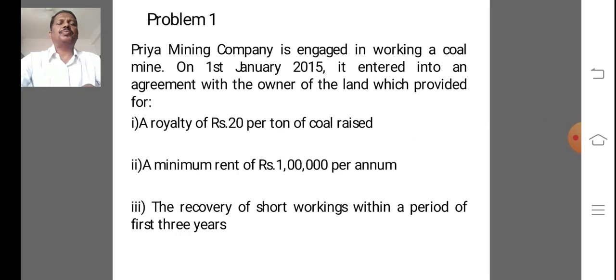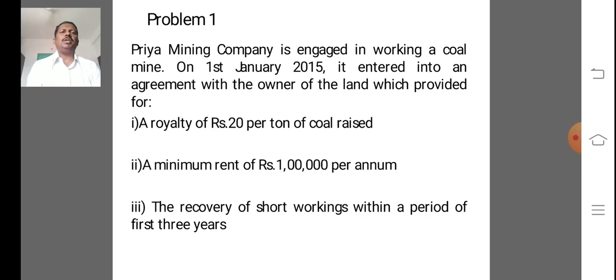So first we take problem number 1. Priya Mining Company is engaged in working a coal mine. On 1st January 2015, it entered into an agreement with the owner of the land which provided for a royalty of rupees 20 per ton of coal raised, a minimum rent of rupees 1 lakh per annum, the recovery of short workings within a period of first 3 years.